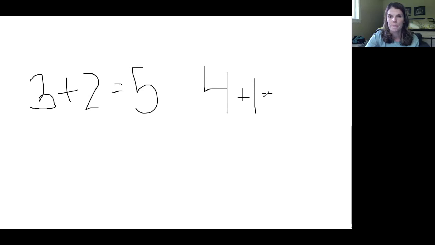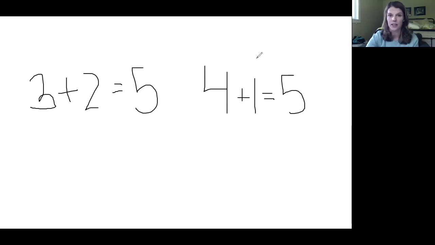Now, you're going to tell me if these are equivalent equations. If they both equal the same answer, it means they're balanced. They are equivalent, which means the same. The answer is always going to be the same if they're equivalent. So I see 3 plus 2 makes 5. 4 plus 1 makes 5. So is my scale balanced? Yep, you bet, it's balanced. We did a good job with that one.